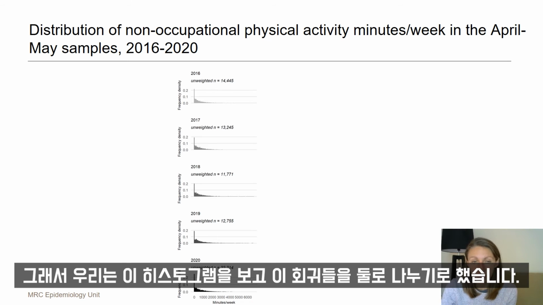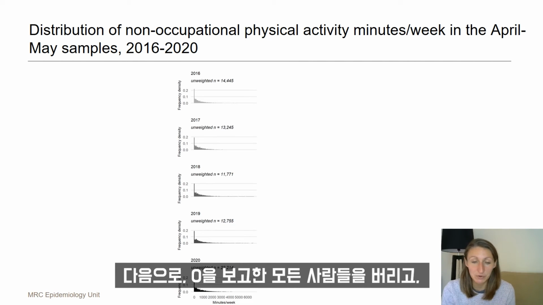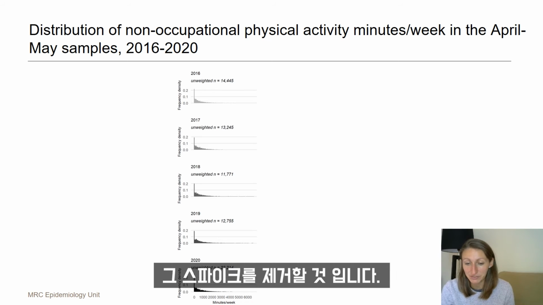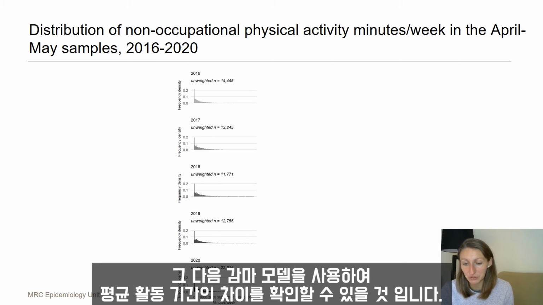So what we've decided to do based on looking at these histograms is to split our regressions into two. Firstly, we were going to look at logistic regression, a binary indicator of people who report no activity and those that report some activity. Next, we were going to drop all the people that only reported 0 and get rid of that spike. And so we could just look at those that were reporting any activity. And then we could use a gamma model to look at differences in the mean duration of activity there.